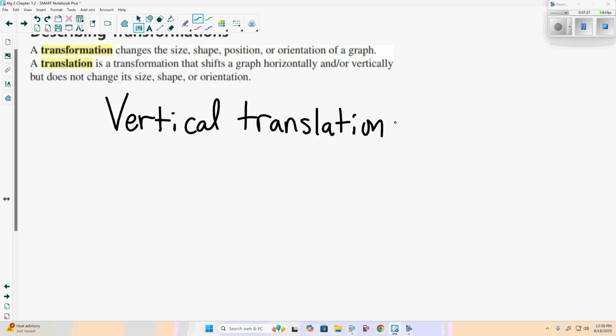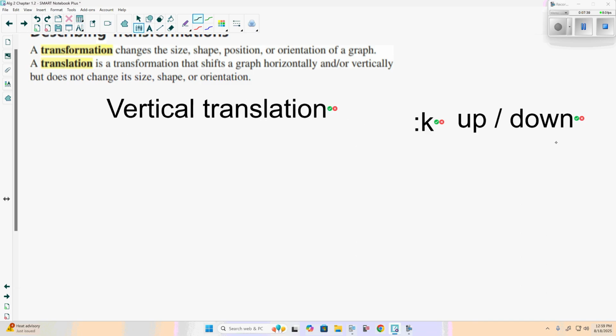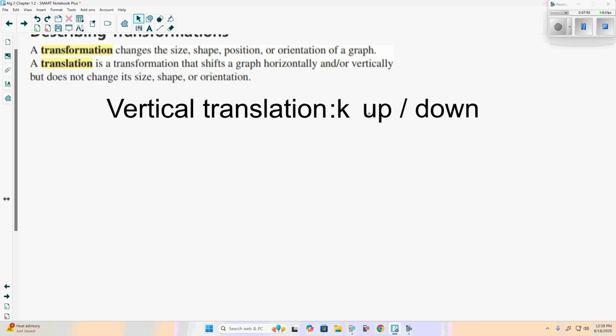Vertical translation is going to be our K, and it's going to move it up or down. So depending on the value of K, it's going to move the function up or down. With this value of K, it's going to be exactly what it looks like, and we're going to read it exactly as it looks. It's going to be easy for us to tell.